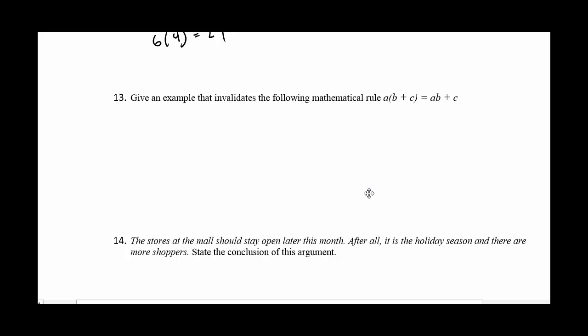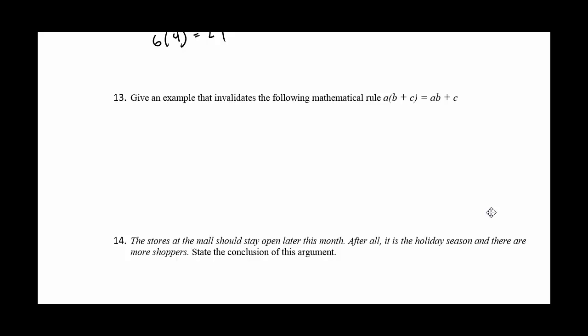Number 13, give an example that invalidates the following mathematical rule. Okay, so invalidates, we have to understand, means proves false. So it does not work. You can't prove something is necessarily false, but you can cite a counterexample. So we need to come up with 3 numbers that make this pattern be wrong. Now, take a look at the rule and see, do you think to yourself, what is wrong with that?